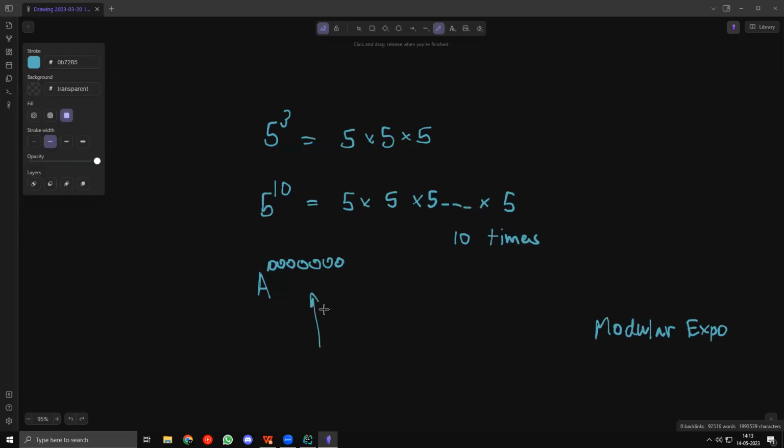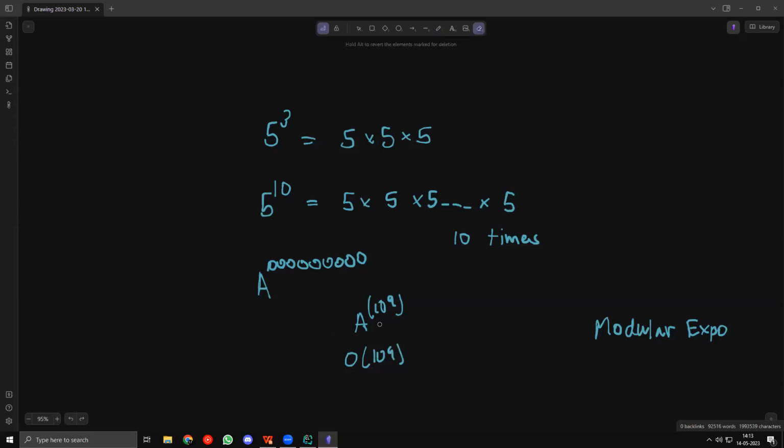If I wanted to take the power of this, let's say I add 2 more zeros, this is 10 to the power of 9. So this is a to the power of 10 to the power of 9. This would be big O of 10 to the power of 9 operations, which is very, very big. So it will take too much time.